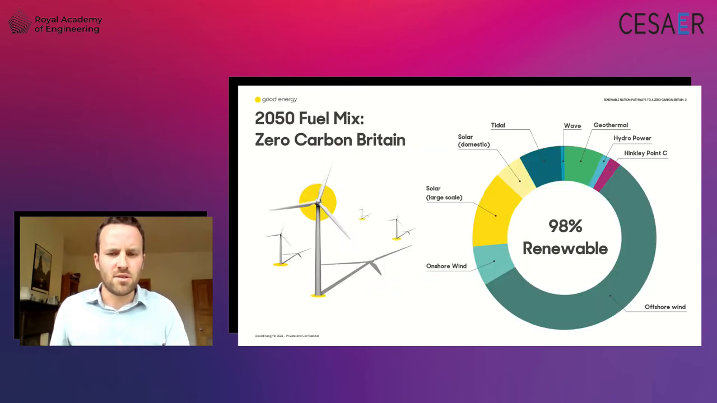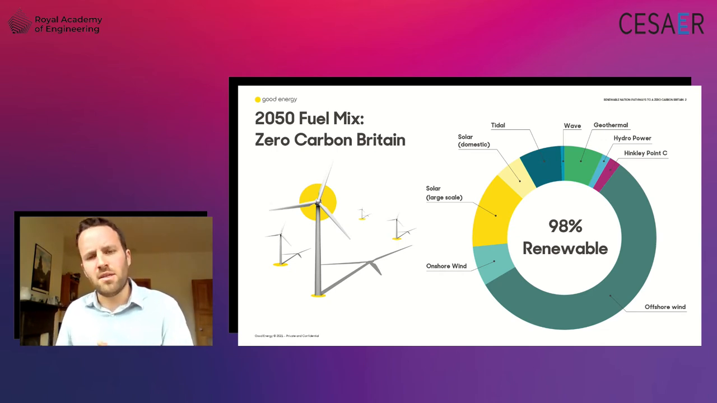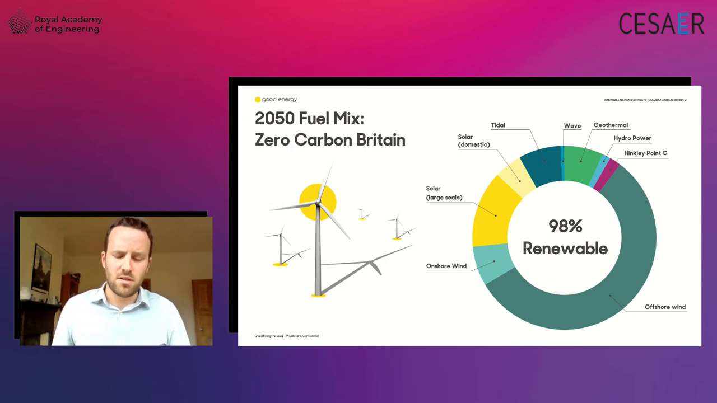The next slide gives a nice illustration of exactly what that would look like. 2050 in Britain, 98% renewables doing all of the heavy lifting. Offshore wind is the workhorse of the energy mix, but still supported by onshore wind, large-scale solar and domestic solar playing a real role, as we know that they can. And then the other part of it is tidal, wave and geothermal, all nascent, underdeveloped technologies in Britain that would have to play a role if we were to go for a renewable system.